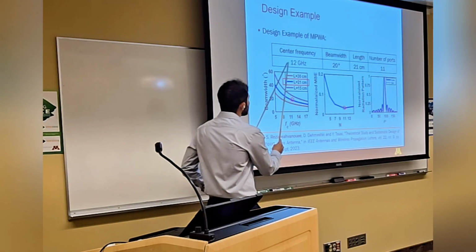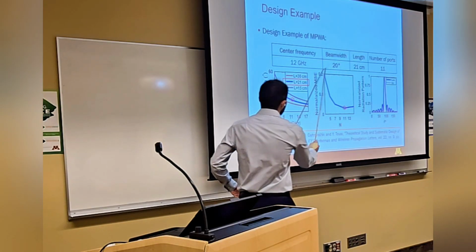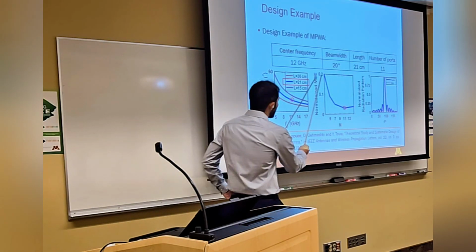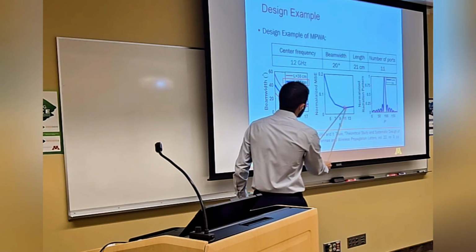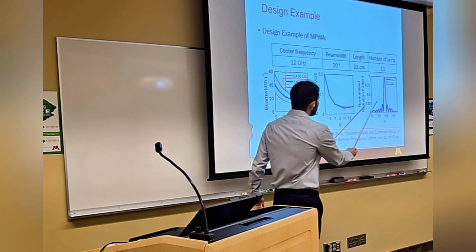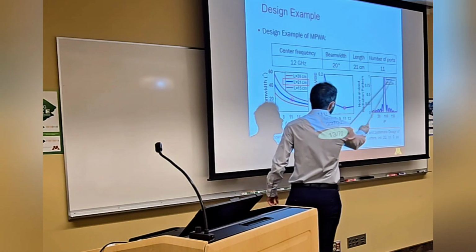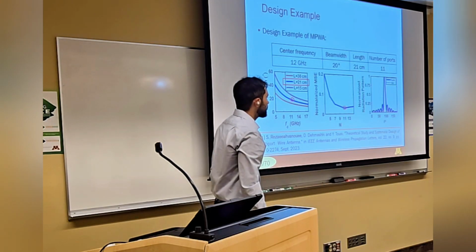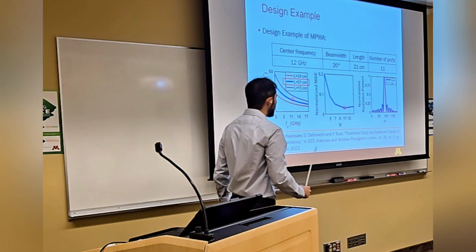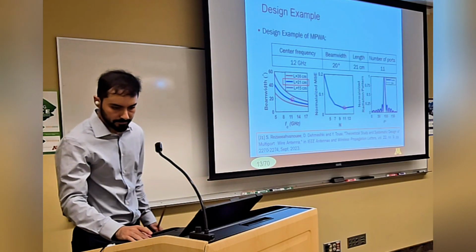In this example, the center frequency is 12 gigahertz and the beamwidth is 20 degrees. Based on this required beamwidth, we select a length of 21 centimeters for the antenna. The normalized mean square error plot shows that the minimum error is obtained for 11 ports. And in the radiation pattern plot, you can see that the synthesized and simulated radiation patterns are in good agreement. Finally, we published this analytical study in IEEE Antennas and Wireless Propagation Letters.